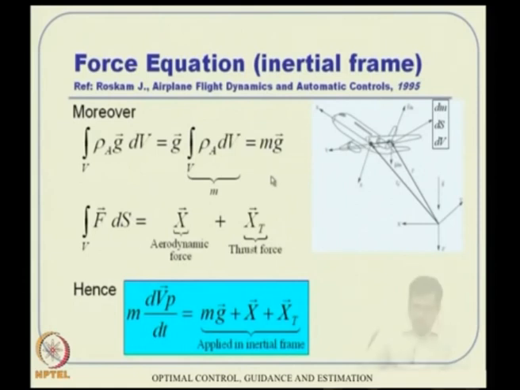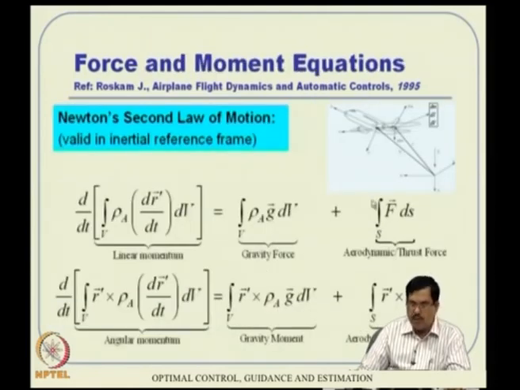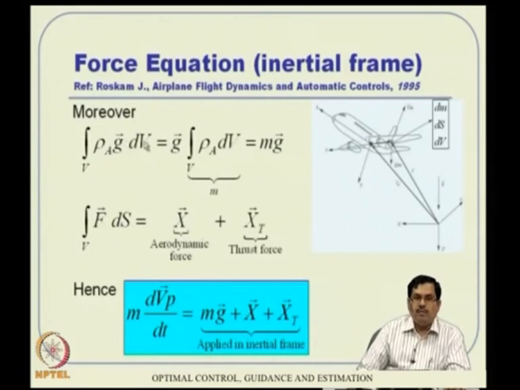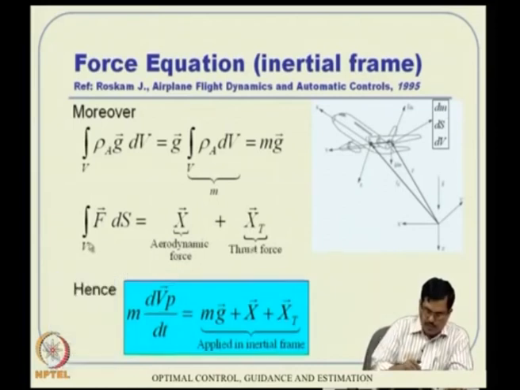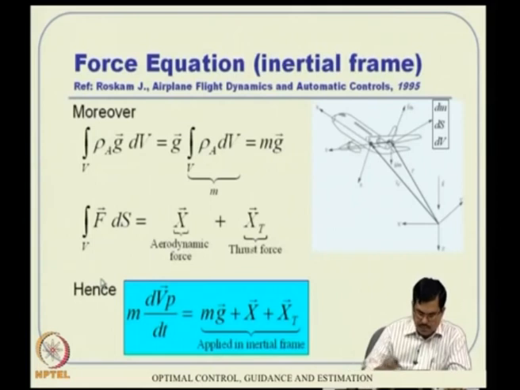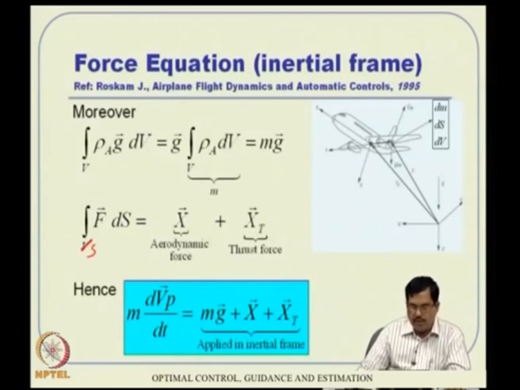Now, this is all about the left hand side. What about the right hand side? The right hand side terms are easy, because gravity is constant, a uniform gravitational field, as we discussed. And this integral is nothing but the entire mass of the vehicle, so it gives m times g. And this thrust term is actually a surface integral, not a volume integral, let me correct that. This is the aerodynamic force and thrust force taken together.